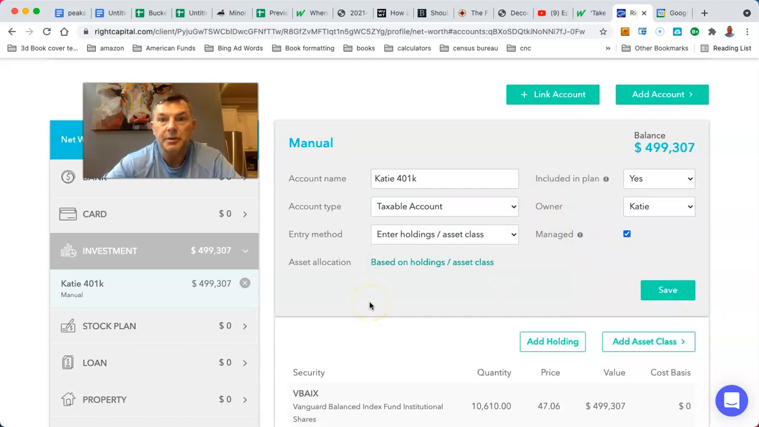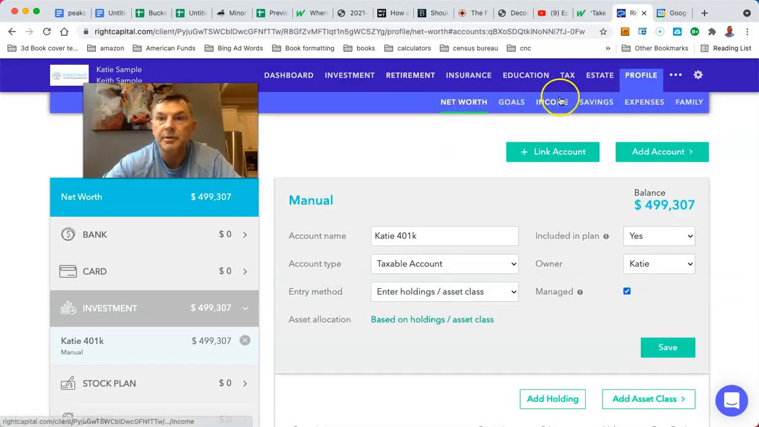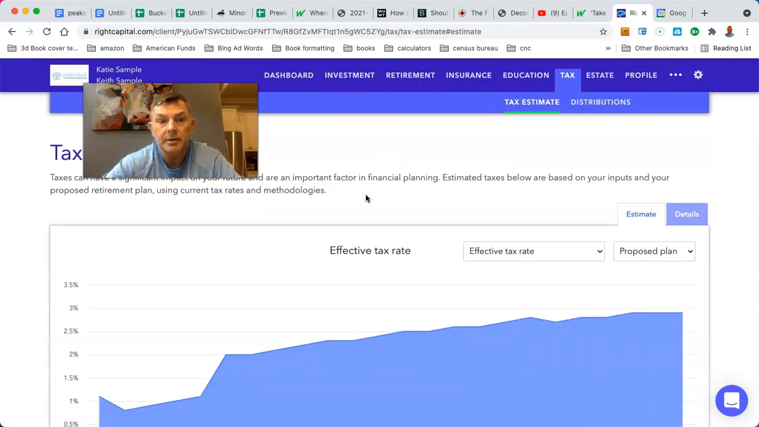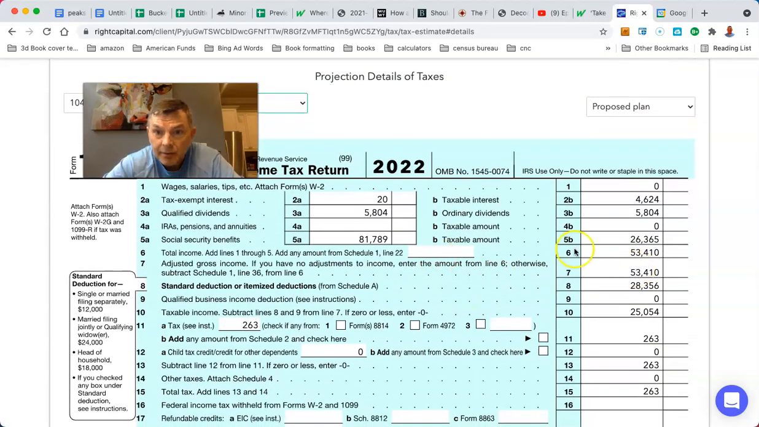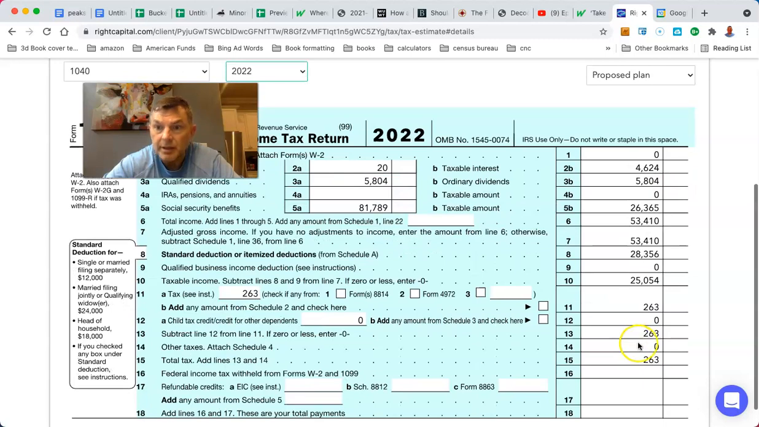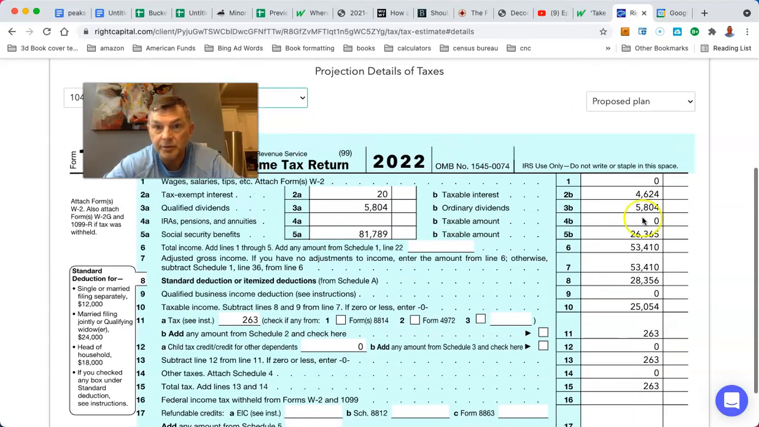So if it's in a taxable account, let's make a cost basis of 0, and let's see what this looks like. Now I bet it won't be taxed. Well, let's see here. We're going to go to 1040, 2022. I have a $26,000 distribution from my retirement account. Yeah, look at that, $263 of taxes. There we go.